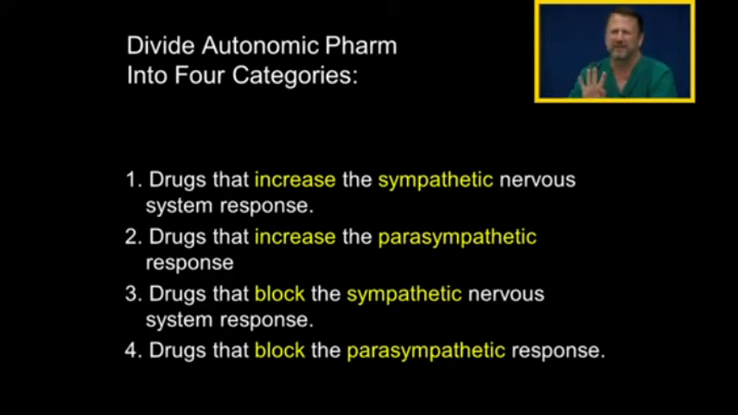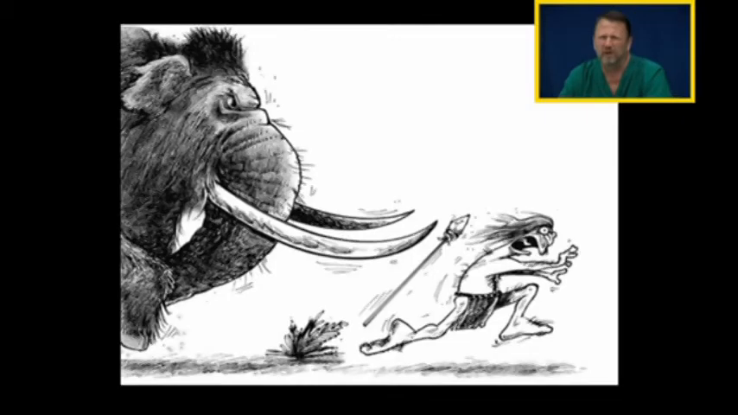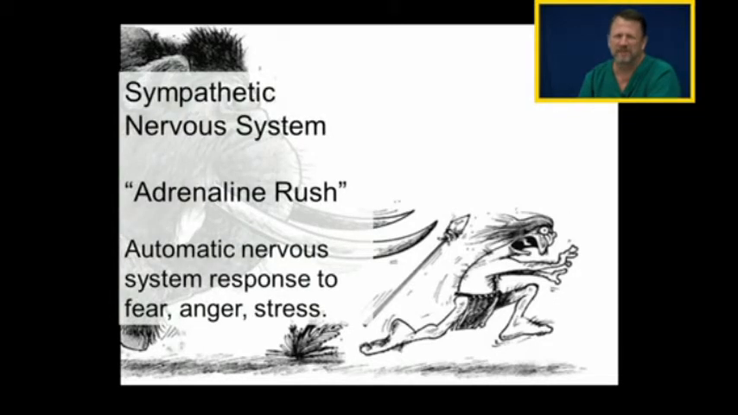If you can divide everything into these 4 categories, well, you'll be doing a lot better than most people who take a pharmacology class. Well, if you haven't heard of the sympathetic nervous system, it's the adrenaline rush system, the fight and flight system. So he will be my icon of the sympathetic nervous system, the adrenaline rush, the automatic nervous system response to fear, anger, and stress.